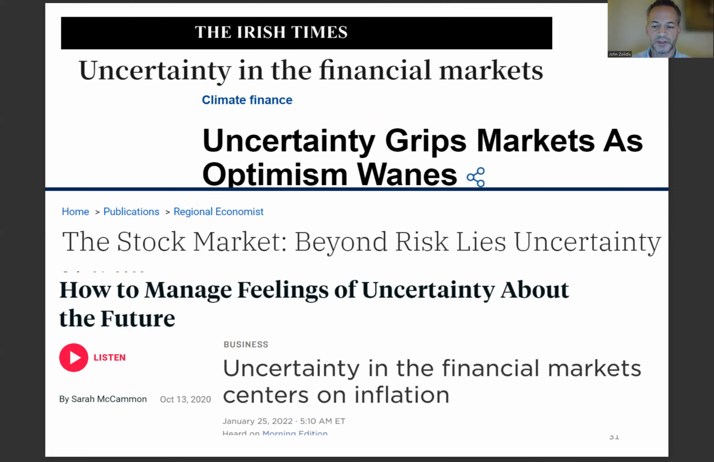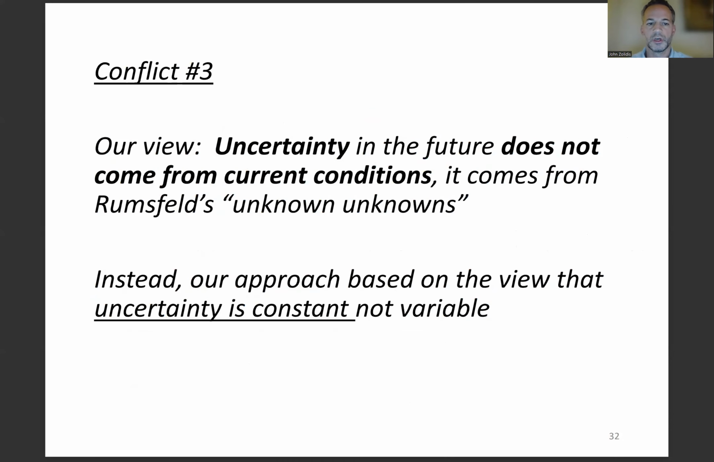But you can see this is a very common thing from these headlines to talk about uncertainty increasing or decreasing. And so therefore, we believe that you should always maintain a similar approach to your capital allocation, your equity analysis, your evaluations, because the uncertainty in the future does not come from what's happening today. It comes from things that are going to happen in the future, which we can't predict, the unknown unknowns.